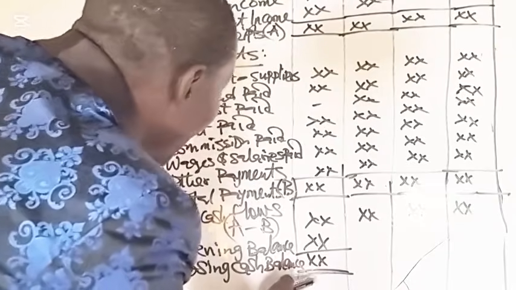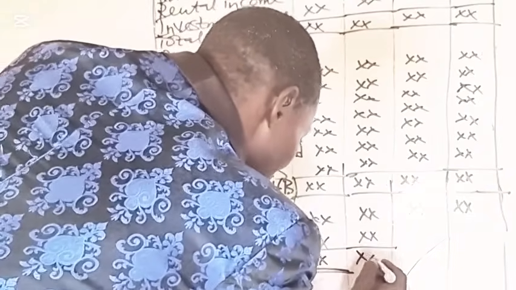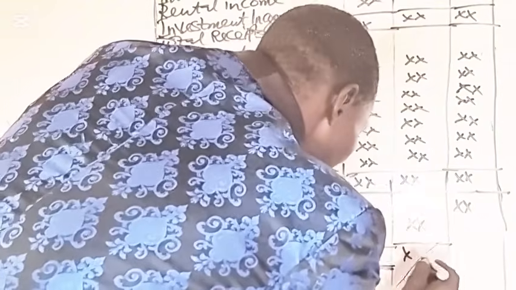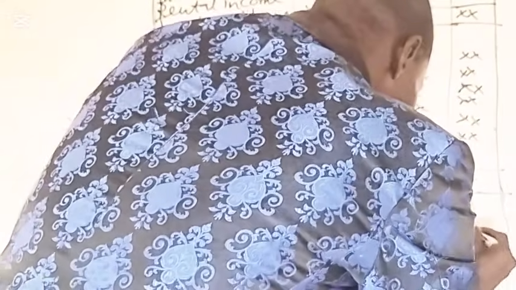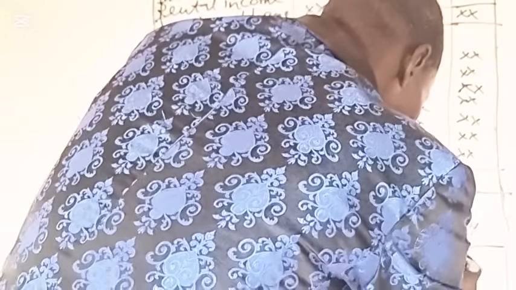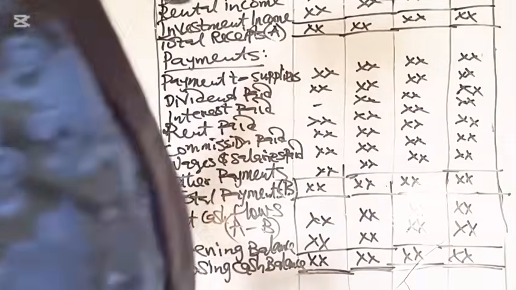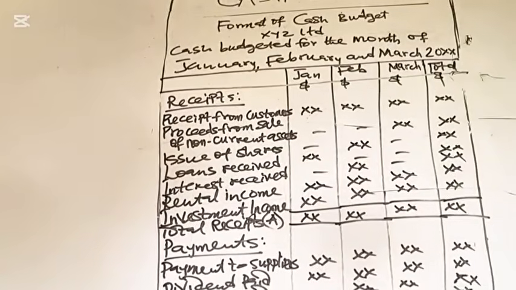Then the closing balance in January becomes the opening balance in February. If you add it to your net cash flows, you get the closing balance in February. The closing balance in February becomes the opening balance in March. And if you add it to your net cash flows, you get the closing balance in March. Whatever you have as the opening balance in January will still be the opening balance under the total column. So the sum of everything will give you this. So this is the format for solving a cash budget.